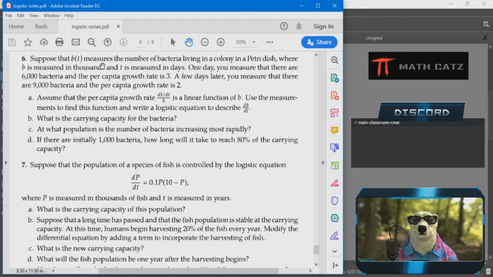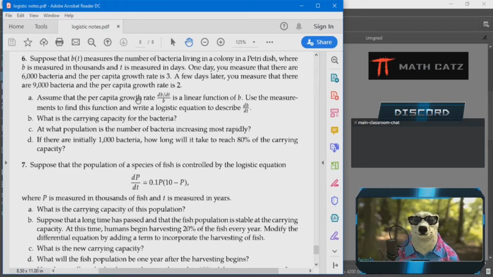Suppose that our function measures the number of bacteria living in a colony in a petri dish, where our function is going to be Y, is measured in thousands, time is measured in days. One day you measure, or one time you measure that there are 6,000 bacteria and the per capita growth is 3. Now here's the typo. This should actually be hours. A few hours later, you measure that there are 9,000 bacteria and the per capita growth is 2.